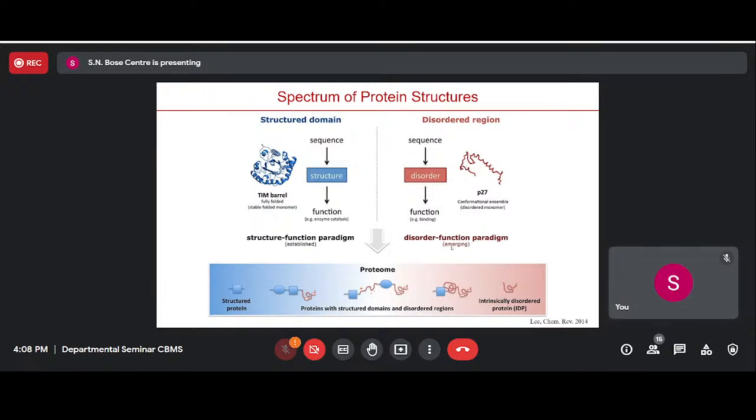And then of course there are intermediate structures where proteins can have a folded domain and small disordered regions, or a folded domain and long disordered regions. The protein that we are looking at looks something like this. It has a small folded domain of 60 residues and then a long disordered region of almost 400 residues.